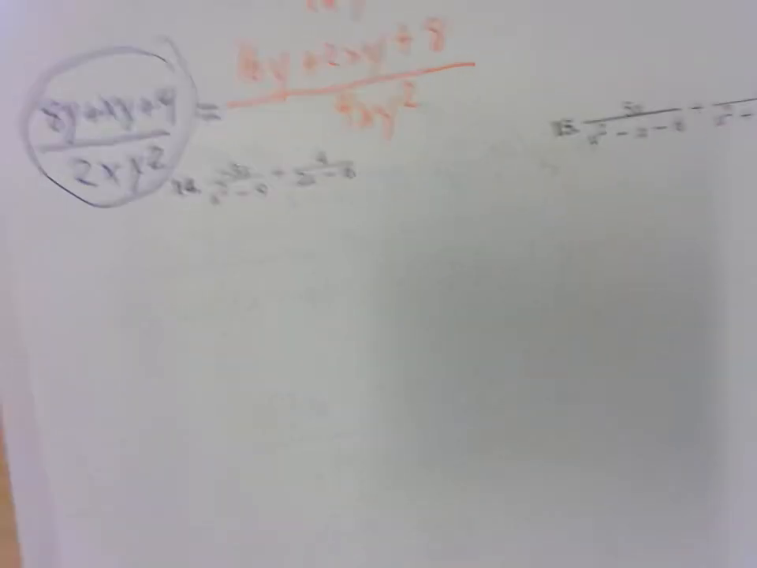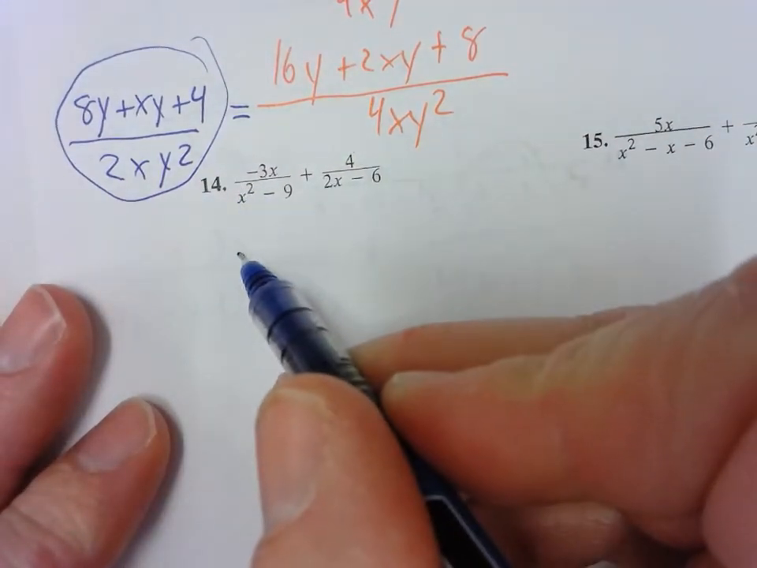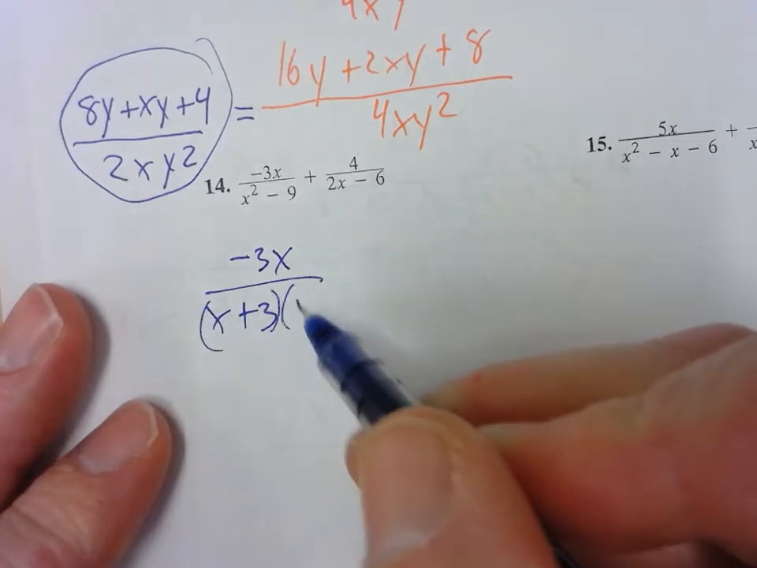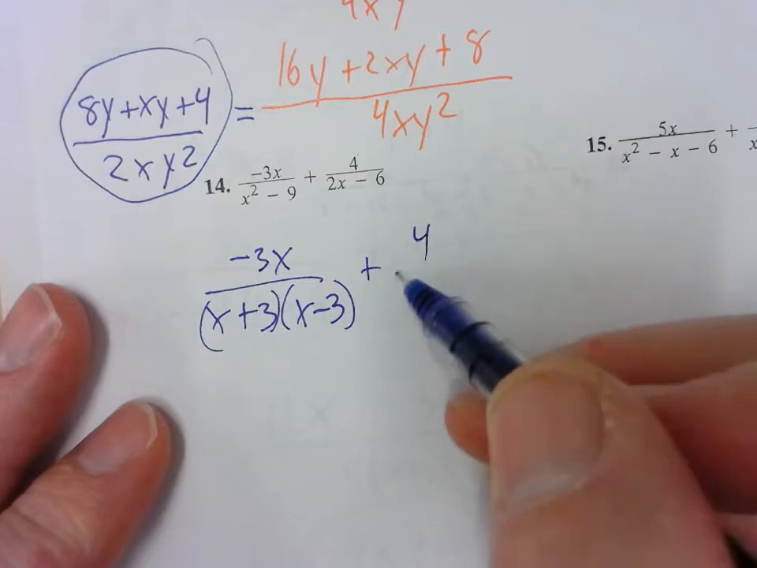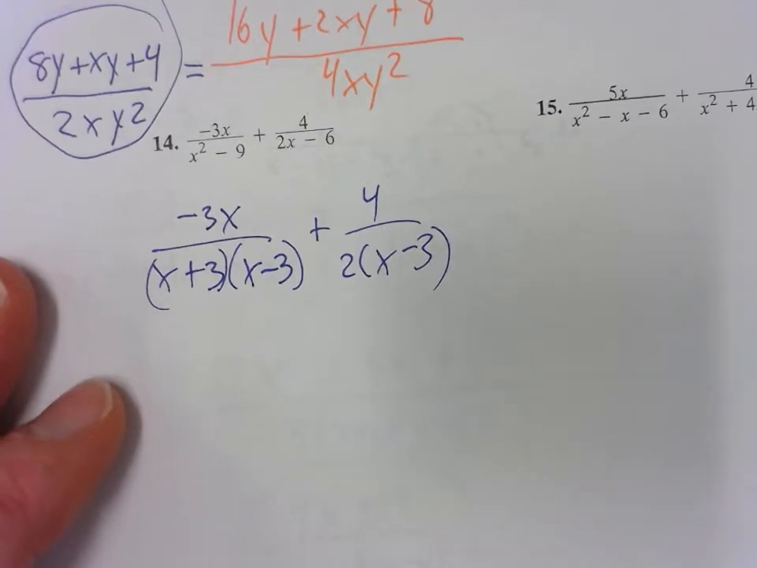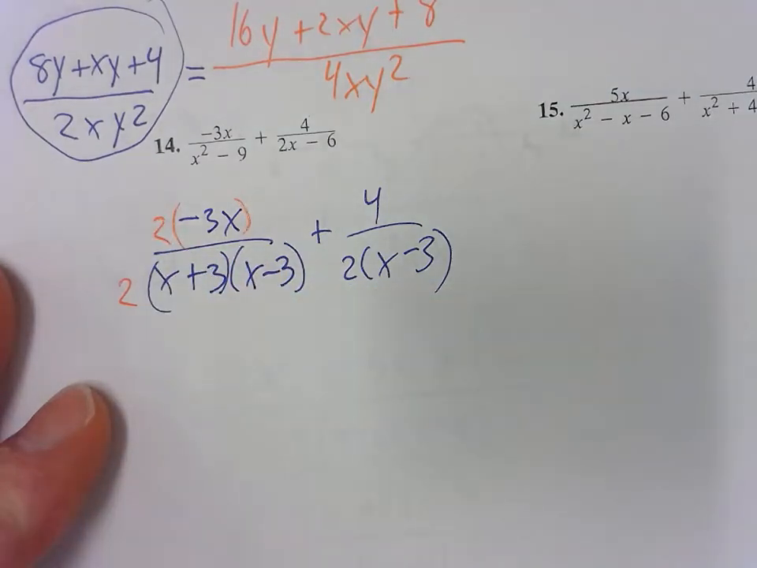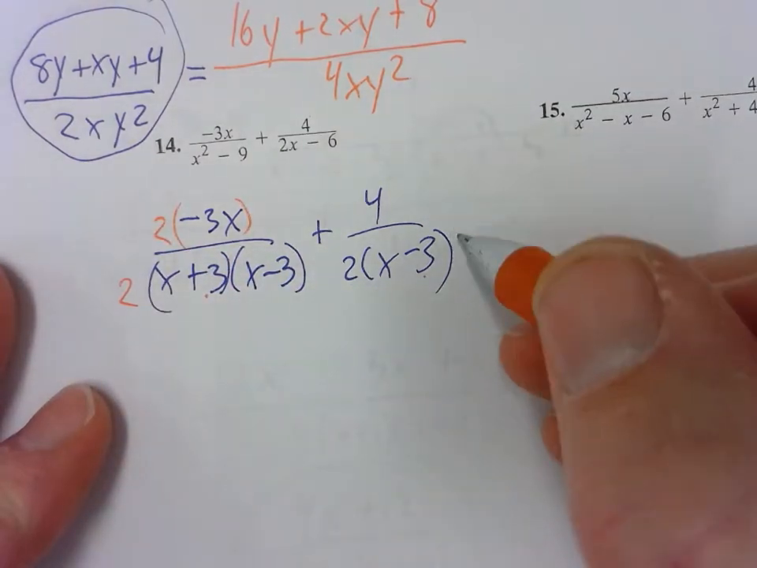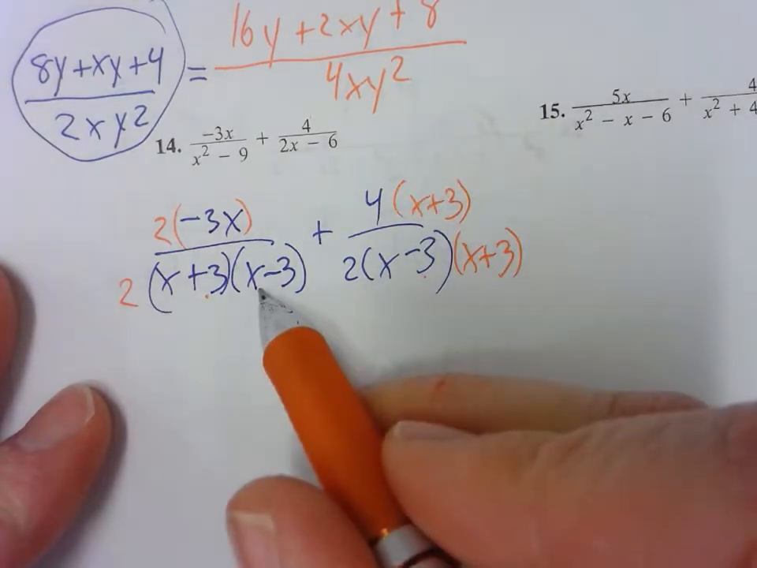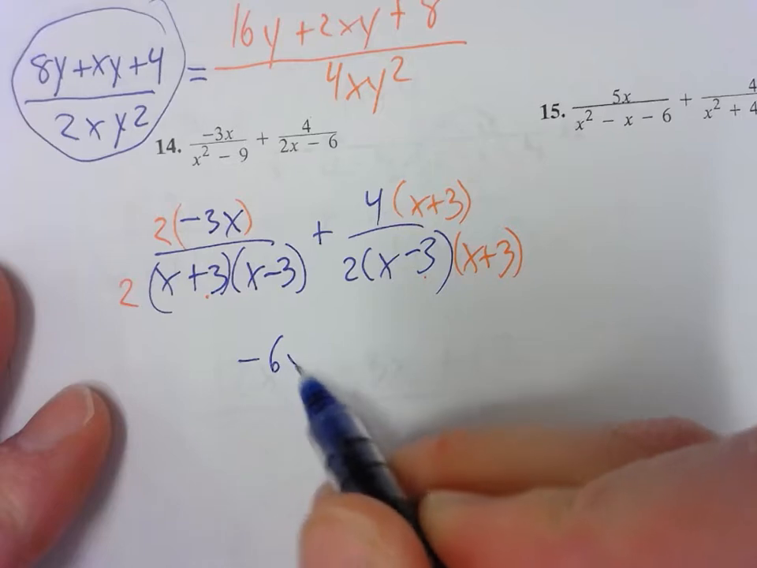Now we're going to factor on this one. So I have negative 3x over x plus 3, difference of two perfect squares, and x minus 3. Now we have to make them match. This has a 2, this one needs a 2, and multiply the top and the bottom by 2. This has an x plus 3, this one doesn't, so I'm going to multiply by x plus 3. This one has an x minus 3, that has an x minus 3. So 2 times this would be negative 6x.